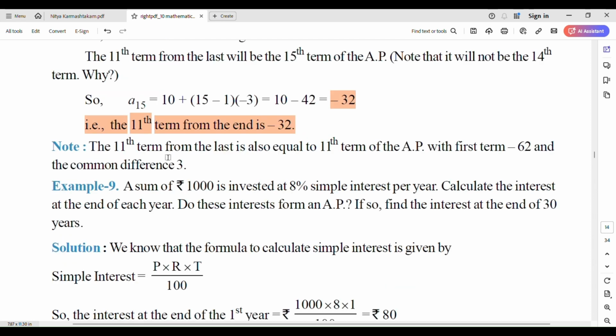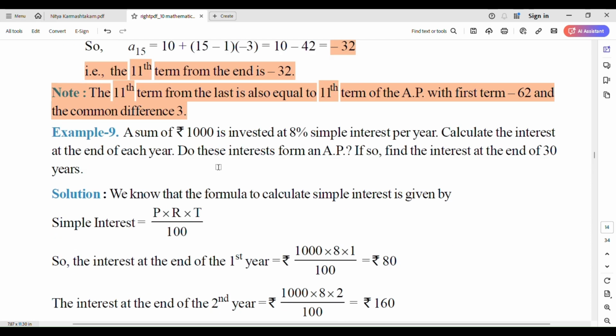Alternatively, we can solve it the other way. When the exercise comes, I will show you the alternate way. If you read this, you can also do the alternate way.